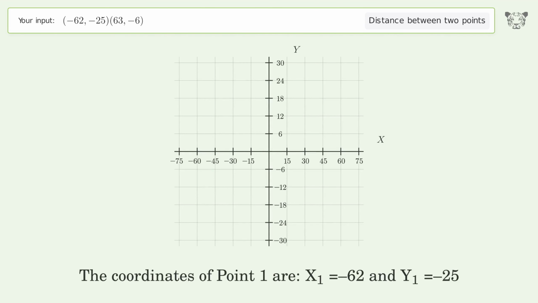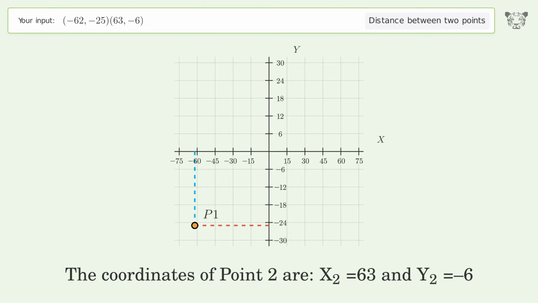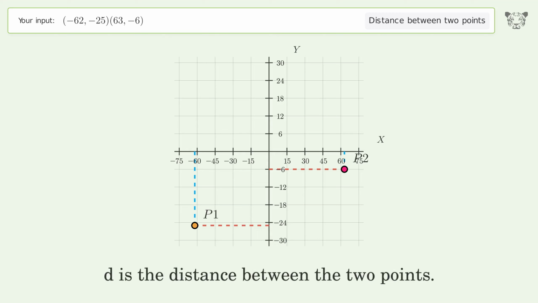The coordinates of point 1 are x1 equals negative 62 and y1 equals negative 25. The coordinates of point 2 are x2 equals 63 and y2 equals negative 6. D is the distance between the 2 points.